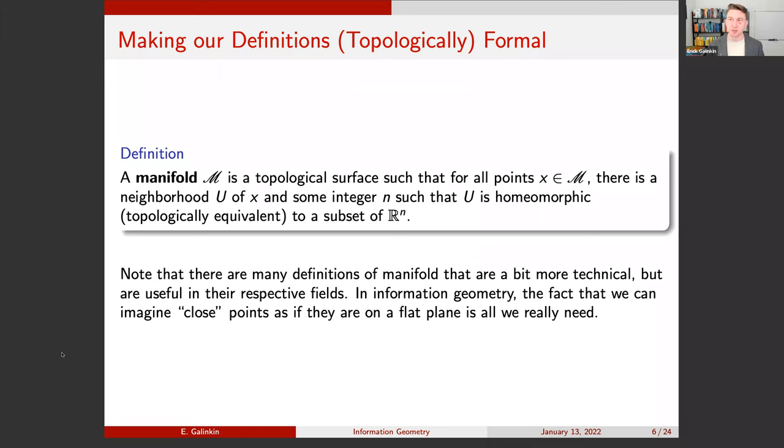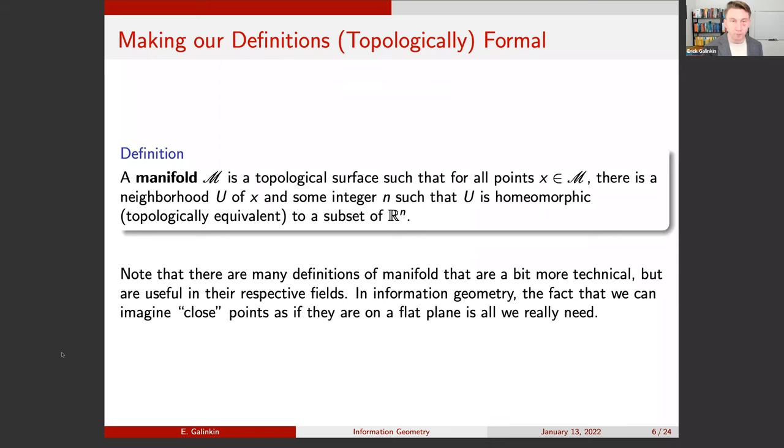It lets us simplify this notion of distance. It lets us simplify dynamics and movement on these manifolds. And I do want to make a note that there are lots of definitions that are more technical. If anybody here is a physicist or an algebraic geometer and I didn't use your favorite definition of a manifold, I'm really sorry. And those are useful in their respective fields. In information geometry, we can ignore most of that because we just want to imagine that points that are close together are on a flat plane or a flat hyperplane.